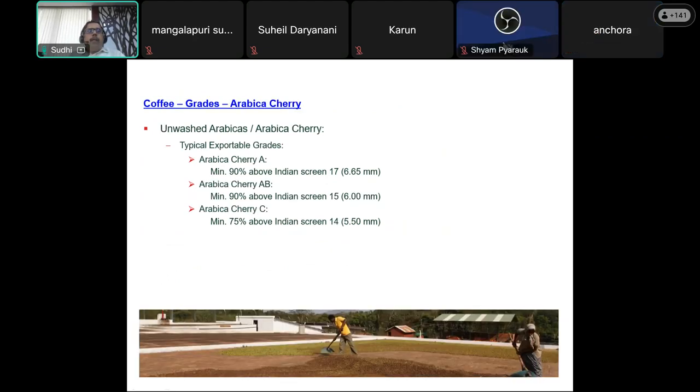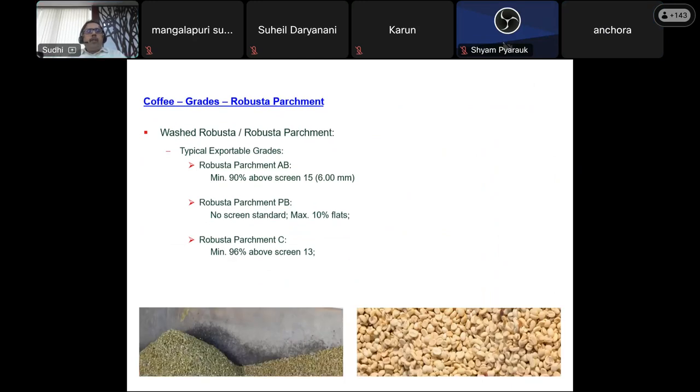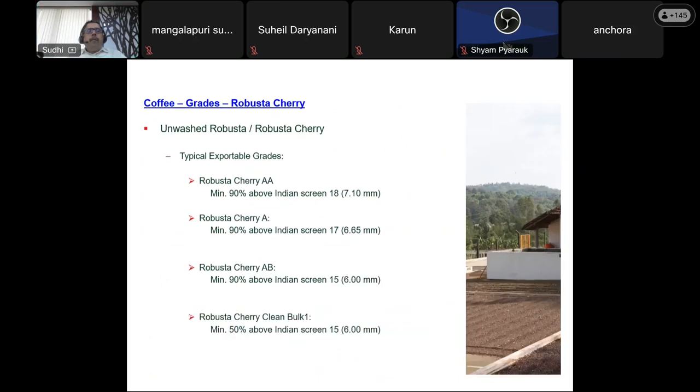For Arabica cherry, we have Arabica cherry A, 90% above screen 17, 6.65 mm, and Arabica cherry AB, screen 15, 6 mm, and Arabica cherry C, 75% above screen 15. Then Robusta parchment. In Robusta parchment, the main grade is AB, which is screen 15, above 90% on 6 mm. Robusta parchment PB, which again has no standard screen, and parchment C is about 96%. Then Robusta cherry is the same: Robusta cherry AA, then Robusta cherry A, AB and a clean bulk. These are all the grades which get exported.